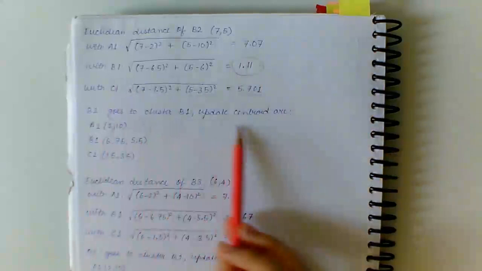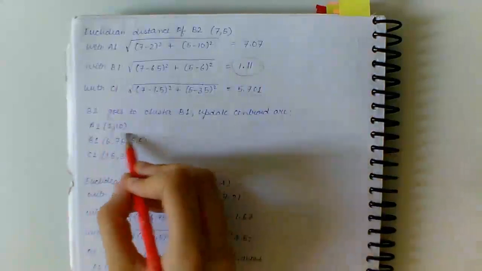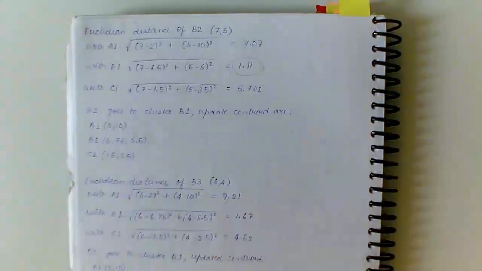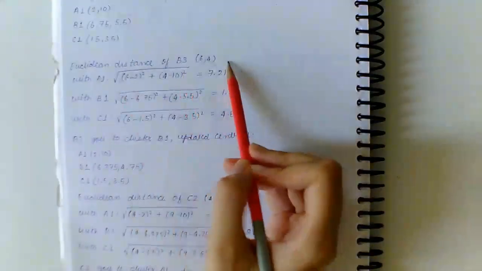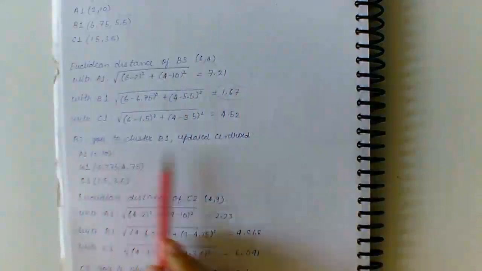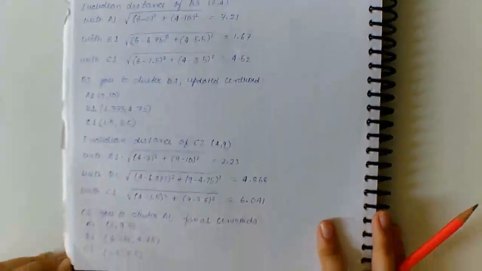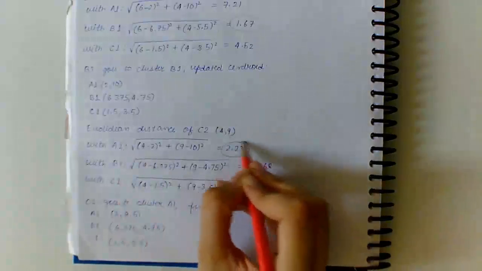Now for B2, that is (7, 5), we calculate the distance with A1, B1 and C1, and here are the distances. 1.11 is the least value with B1, so B2 goes to the cluster with B1 and we update the centroid. As you can see, the centroid has been updated. This uses the same formula as before. I hope you are getting it. And now we do the same for B3. The least distance is with B1, so B3 goes to the cluster with B1 and we update the centroid.